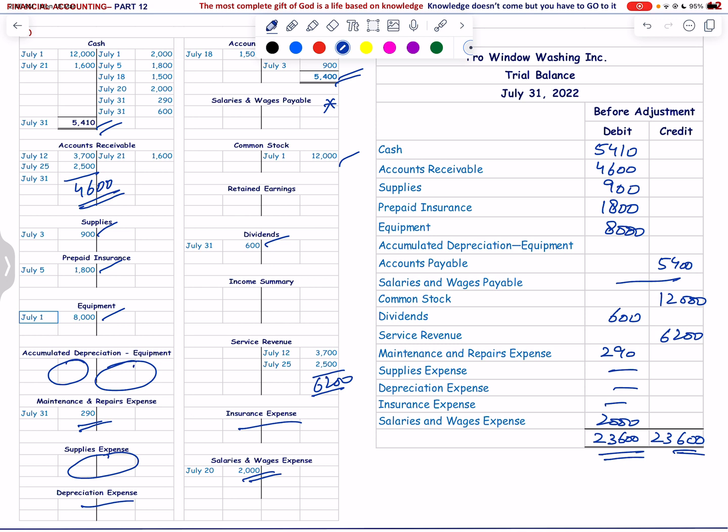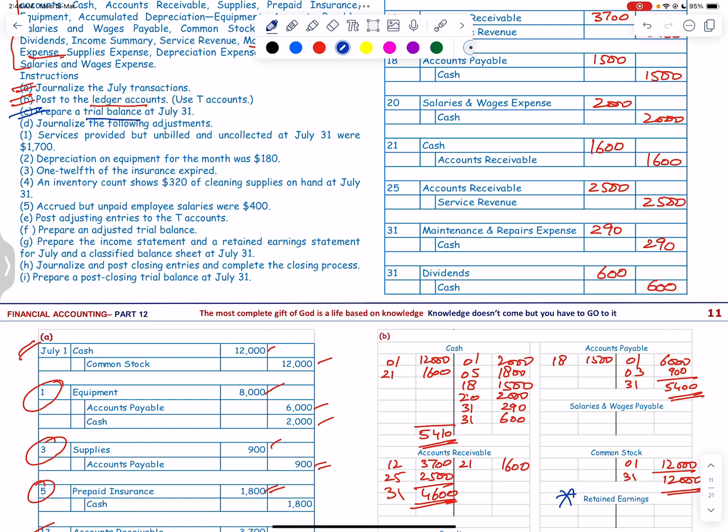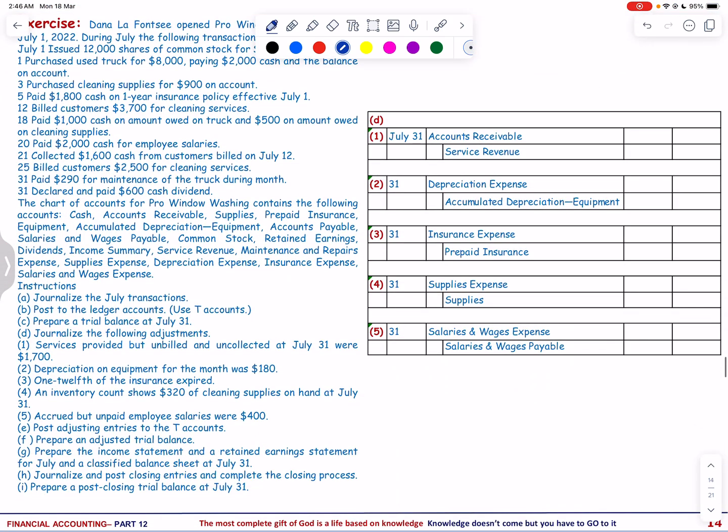So we have prepared the trial balance, and now they say journalize the following adjustments. We have to journalize these adjustments now. So let us see how we do that. Now, the first is service provided but unbilled and uncollected. So accounts receivable is debit and service revenue is credit by 1700.